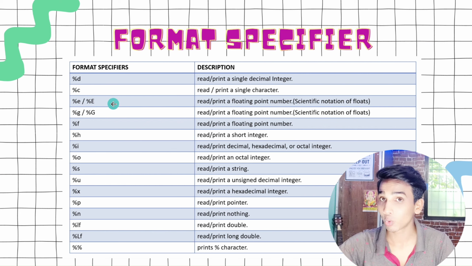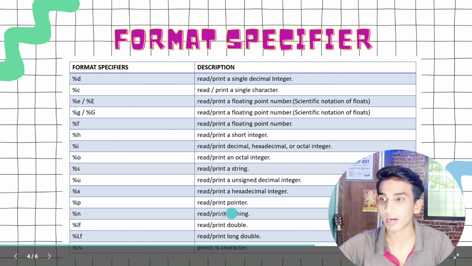For a group of characters we use a string, but that is actually a derived data type, and we have discussed it in the prior classes. We will be discussing it later. See here, this is the string percentage s. Percentage o is octal integer. Percentage i is a hexadecimal or octal integer. H is a short integer. For f we use a floating point. For g, small g or capital G, we use a floating point number in scientific notation. And percentage n we use for read print type of things.